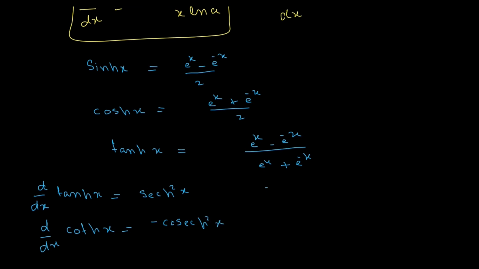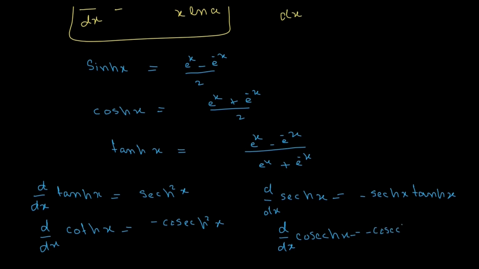In the similar way, d by dx of secant hyperbolic x will be equal to minus secant hyperbolic x times tan hyperbolic x, okay. And d by dx of cosecant hyperbolic x will be minus cosecant hyperbolic x times cot hyperbolic x.